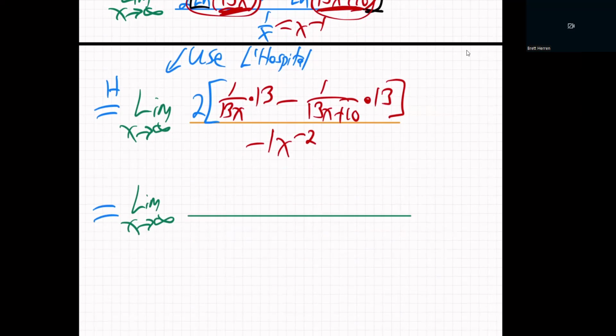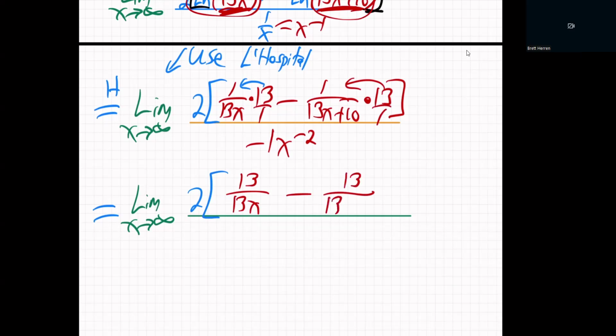All right. So now what am I going to do? I'm going to leave that 2 sitting in the front. And then this 13 is going to go to the top. I'm going to get 13, because 13 over 1, right? Over 2x minus, same thing here, it goes to the top, 13 over 1. So you've got to be good with fractions. You're going to make it through calculus. You've got to know all the fraction rules. Got to be able to handle this. And the denominator, I think I'll just leave it as it is.